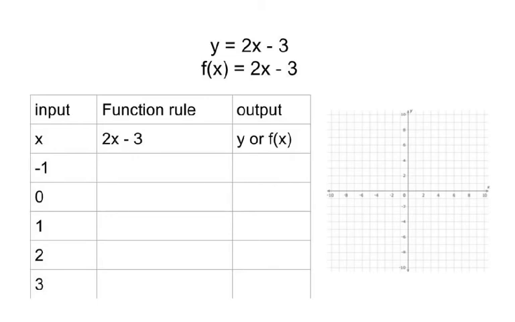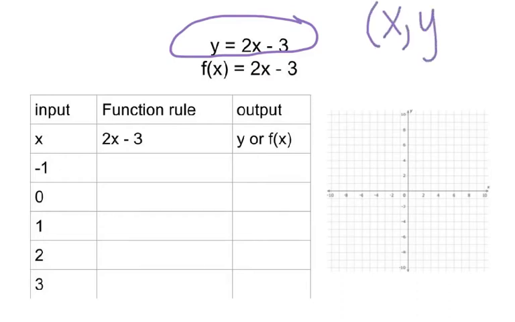So what we're going to be doing is we have here an equation, y equals 2x minus 3. And the reason we have an x and a y is we are looking at the ordered pairs that we can place on a graph. And this is kind of like our function. This is our function rule. So our function rule here is 2x minus 3.